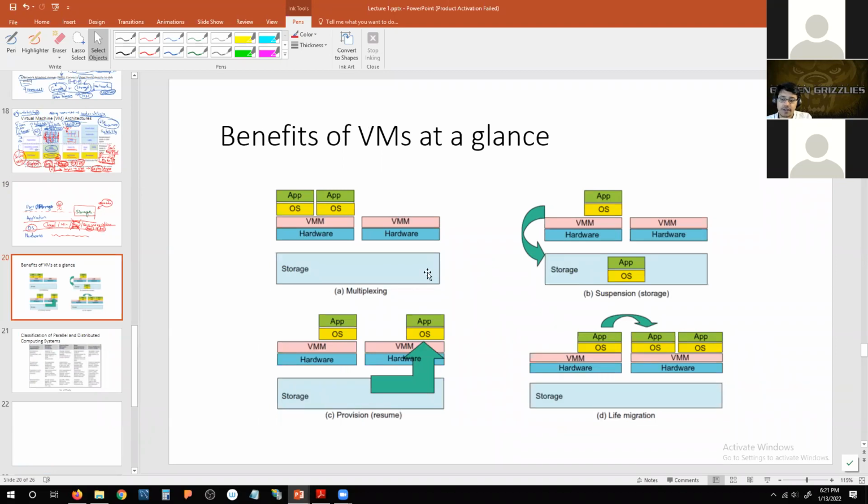All right, so what are the benefits of VMs then? If we look at a summary, well, we can use what is known as multiplexing, okay?